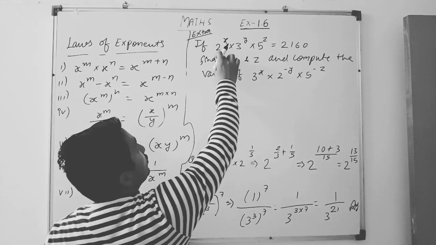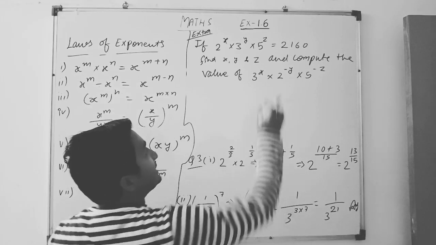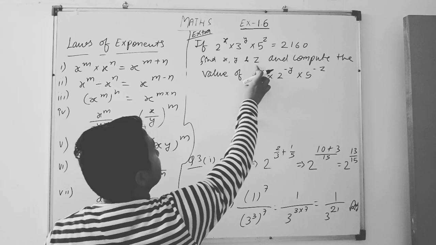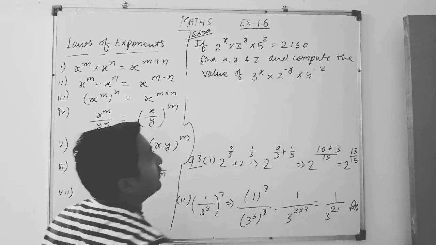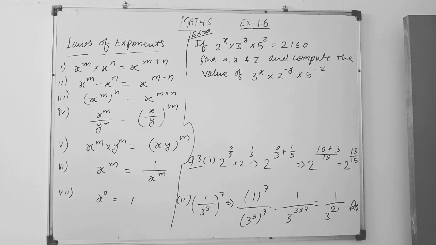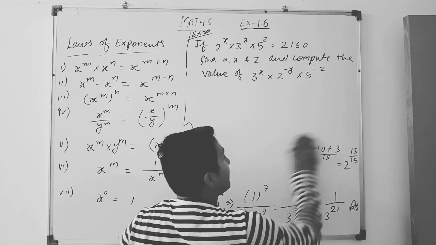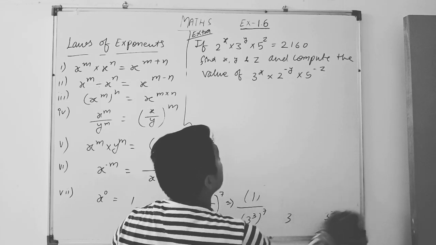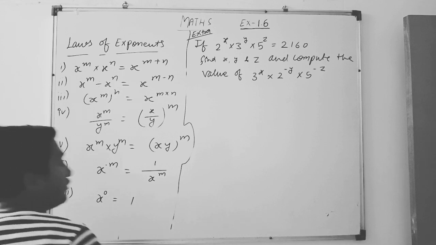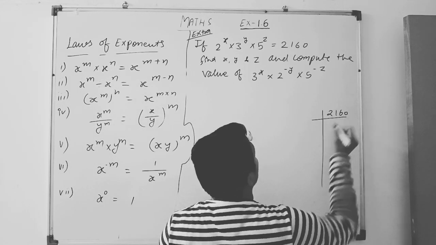It is given that 2 to the power x into 3 to the power y into 5 to the power z is equal to 2160. We need to find the value of x, y and z, and we need to compute the value of 3 to the power x, 2 to the power minus y and 5 to the power minus z. Now what we will do? First of all, we will find the prime factorization of 2160.